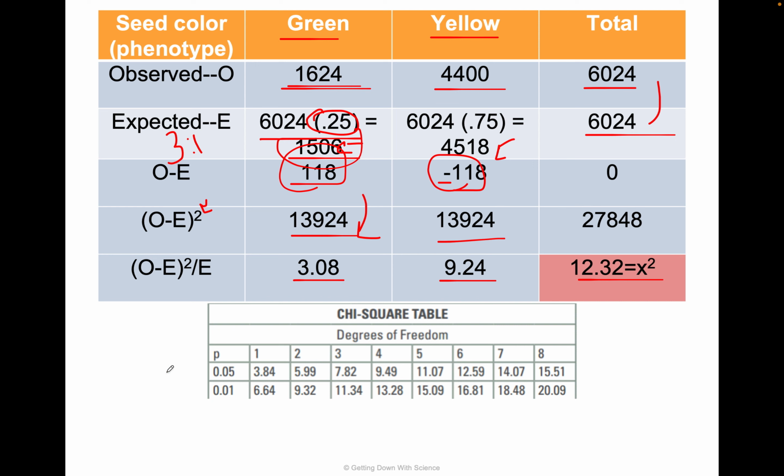So taking a look, we're looking at this row here because our confidence level is P equals 0.05, and our degrees of freedom, we're looking right here. So that number here is 3.84, and you compare it to your chi-square value. Boom, right there, just like that.